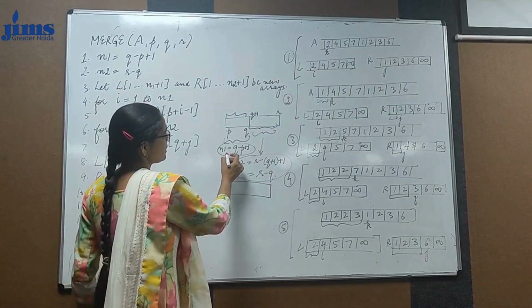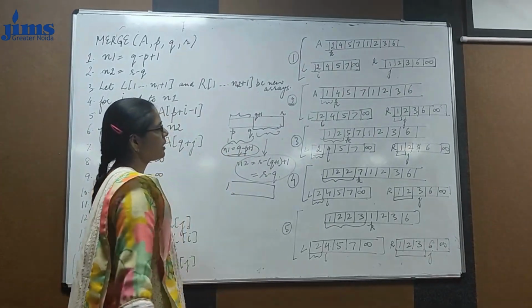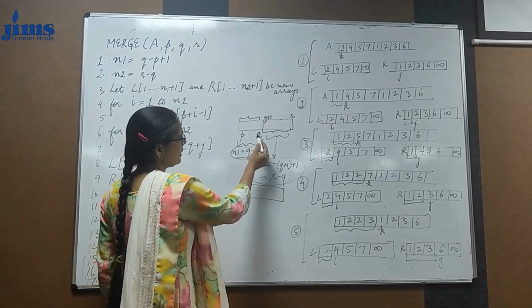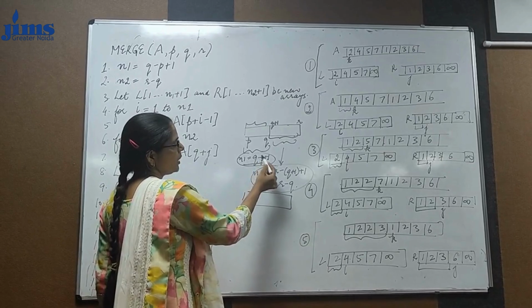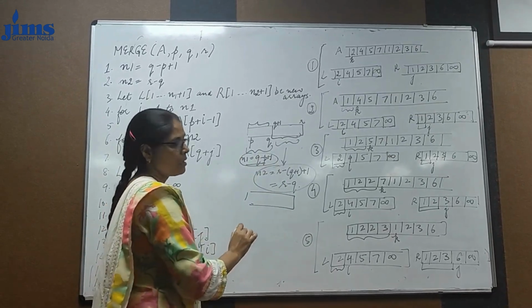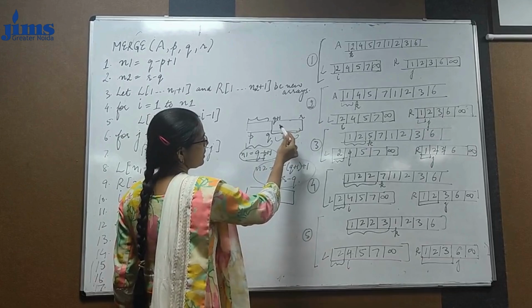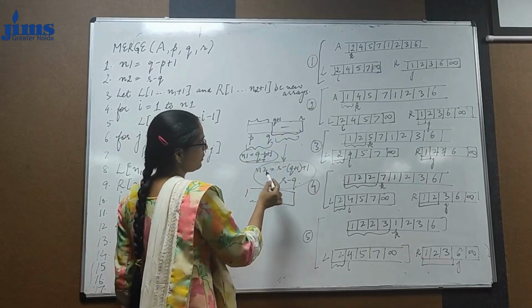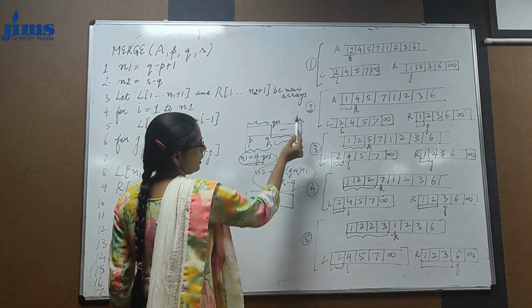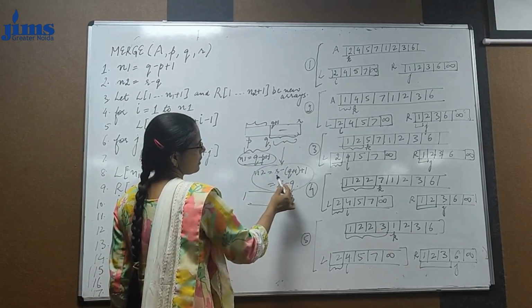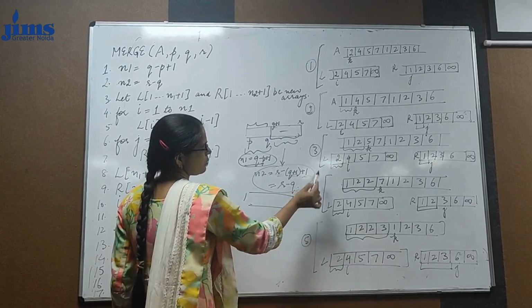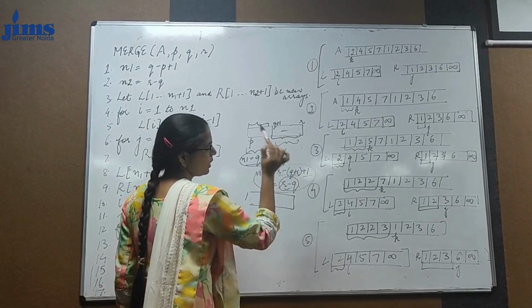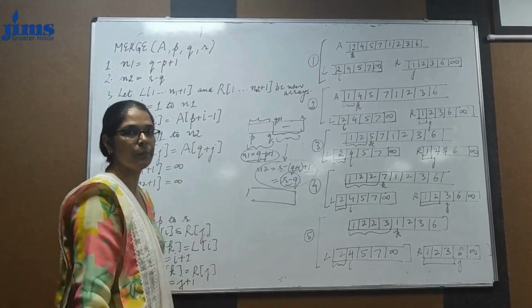Now, what will be the number of values in the left portion? Can I say that the right index is Q and the left index is P, then the number of values will be Q minus P plus 1. Similarly, if N2 is the number of values in the right subarray, what will be N2? Index of the right end, that is R, minus index of the left end, that is Q plus 1, plus 1. So N2 comes out to be R minus Q.